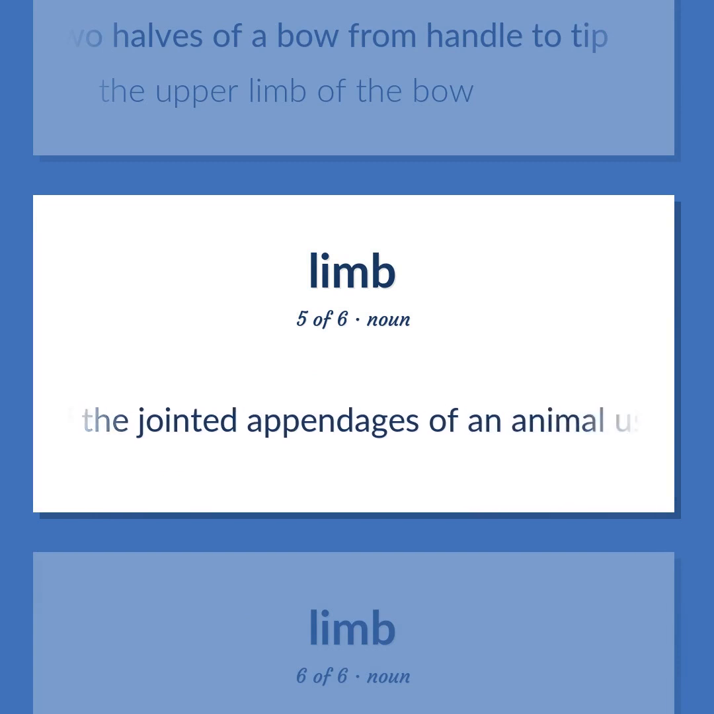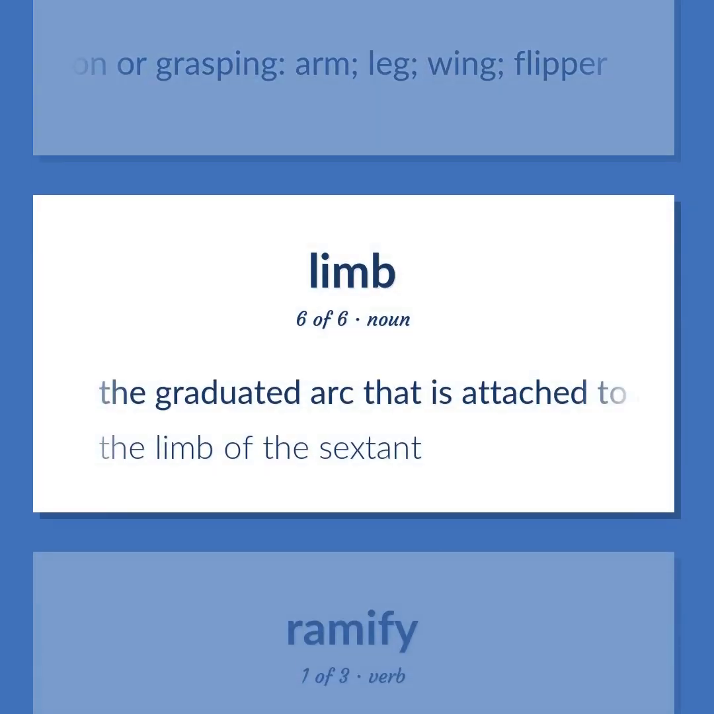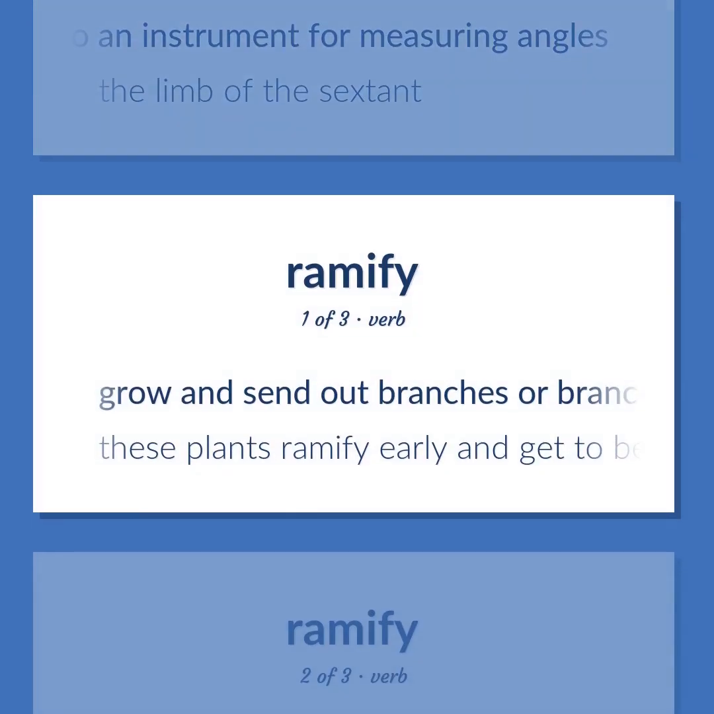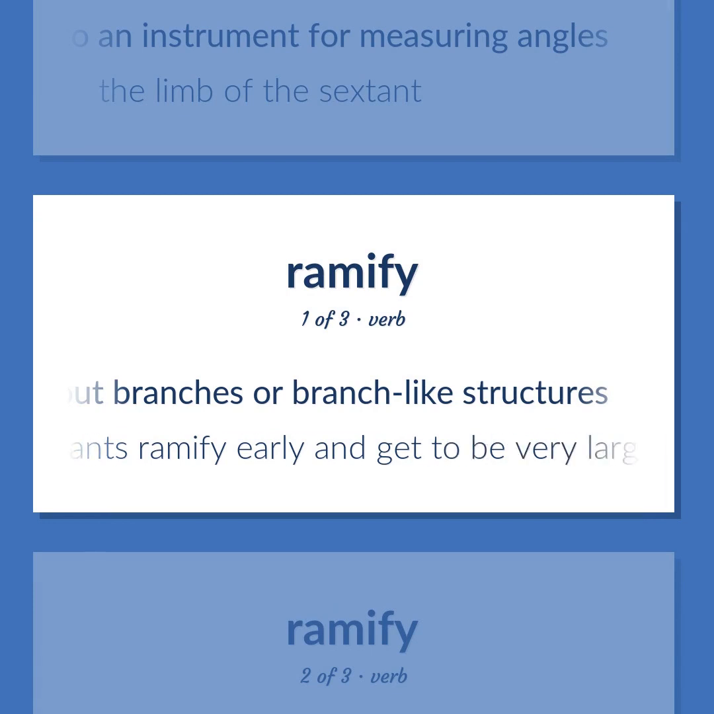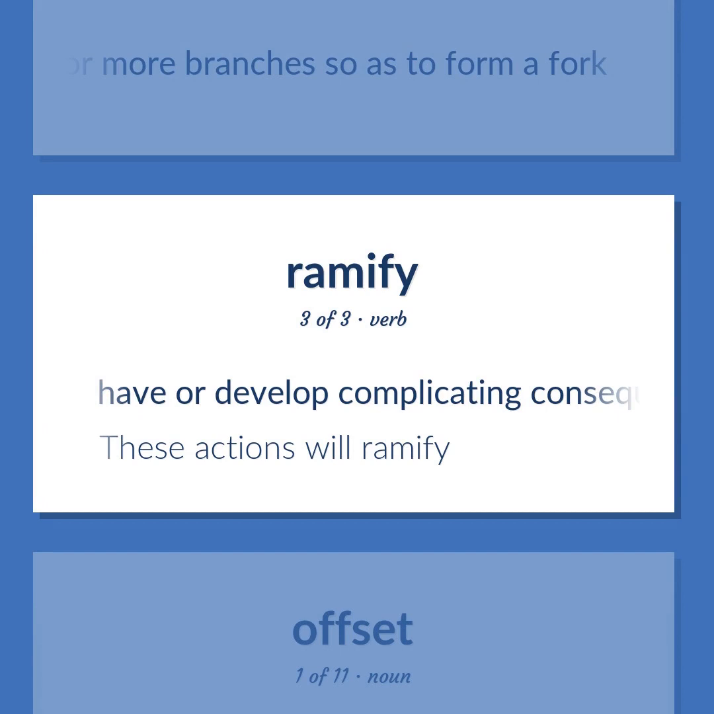One of the jointed appendages of an animal used for locomotion or grasping. Arm, leg, wing, flipper. The graduated arc that is attached to an instrument for measuring angles. The limb of the sextant. Grow and send out branches or branch-like structures. These plants ramify early and get to be very large. Divide into two or more branches so as to form a fork. Have or develop complicating consequences. These actions will ramify.